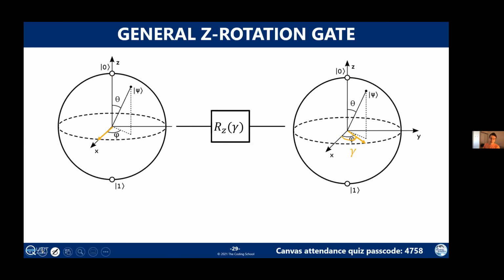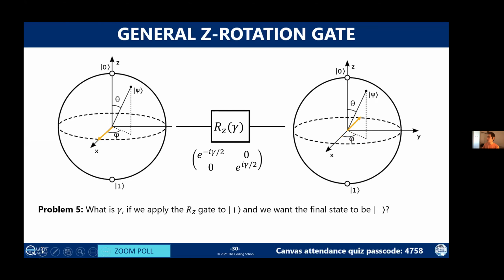States that are not on the Z axis do change, and you can change them by an arbitrary angle, gamma. Gamma just measures how far you want to rotate around the Z axis. The matrix for this is the following. You could just plug in gamma here and you would get the matrix representation. Again, I don't think you should need to use this all that much. Instead, we're going to have one last concept question.